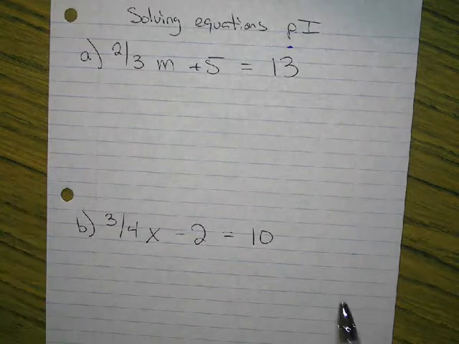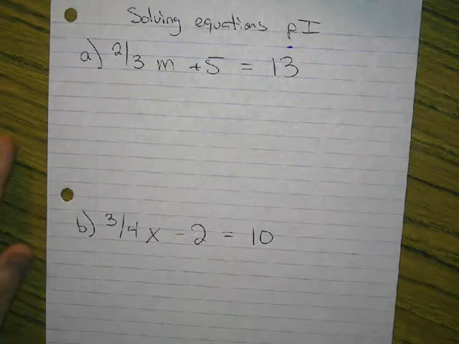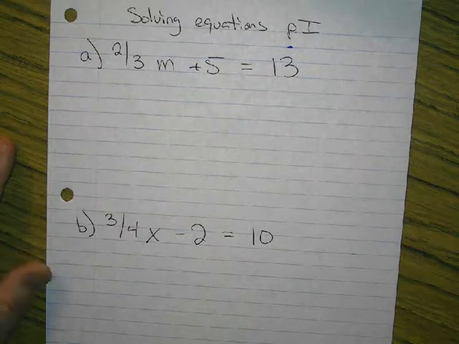Which is just a fancy way of saying getting the variable by itself, all by yourself, like every Friday night of your life. You know what I mean? Isolated. Woo! That joke went over well.